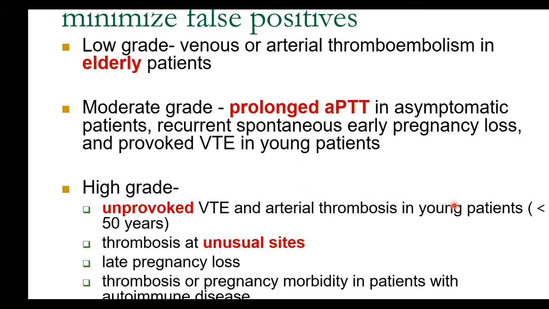One very important thing is that patient selection for LA testing should be good, because only high grade clinical criteria will improve the true positives. Low grade, like thromboembolism occurring in the elderly, is mostly due to acquired causes. So if you do LA testing in this, there can be more false positives. Prolonged APTT in asymptomatic patients, recurrent early pregnancy loss, not late pregnancy loss, and provoked VTE. Provoked meaning that there are some acquired factors, like the patient is on OCs or is a smoker or such situations.